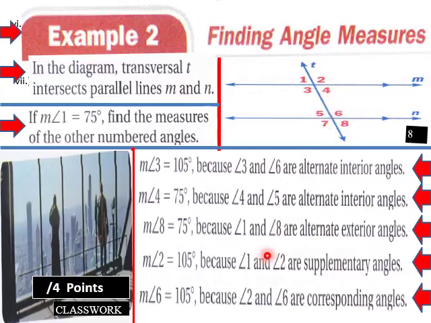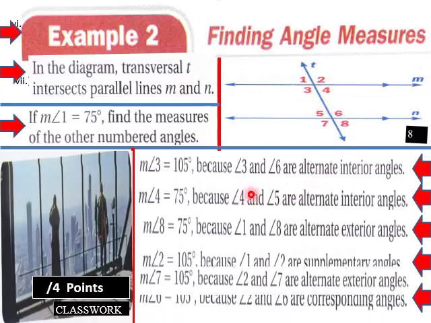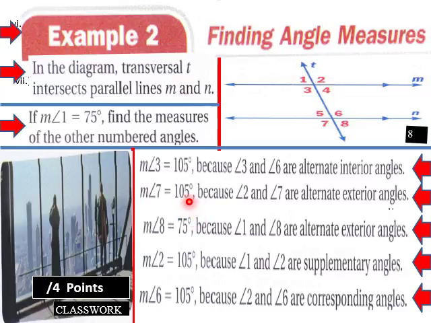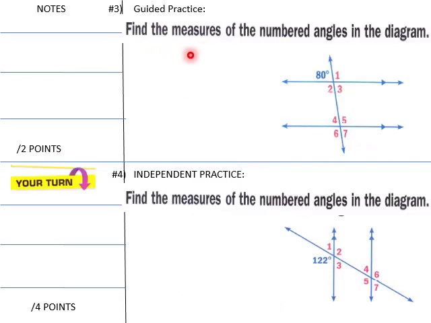2 and 6 are corresponding, and then angle 3 would be 105 because they're alternate interiors. Angle 3 and angle 6 will be alternate interiors. And angle 7 is 105 because 2 and 7 are alternate exteriors. Okay, into our next guided practice, find the measures of the angles in this diagram here.